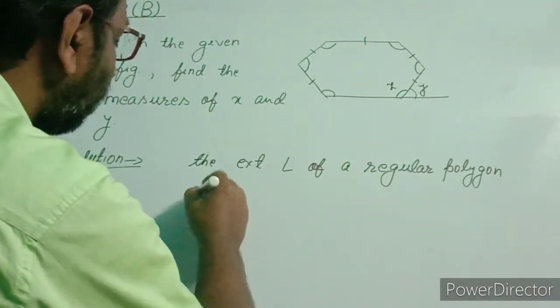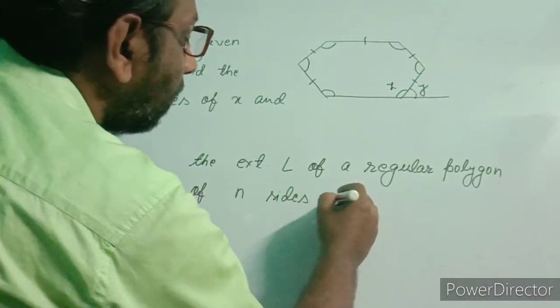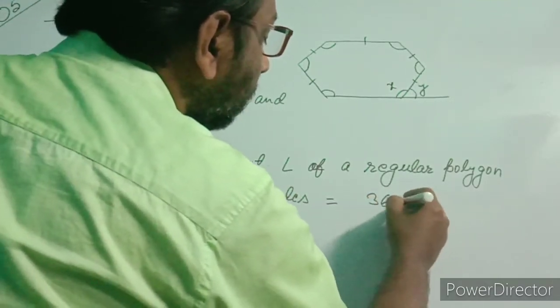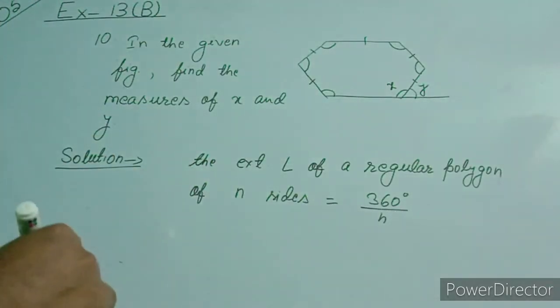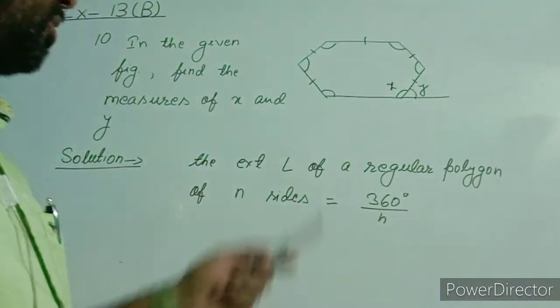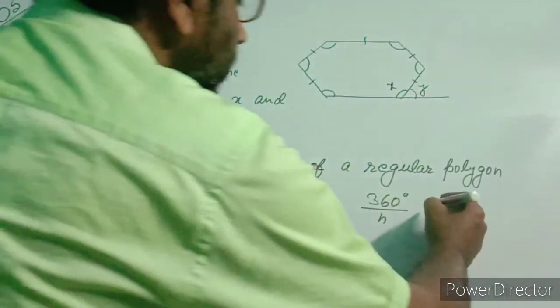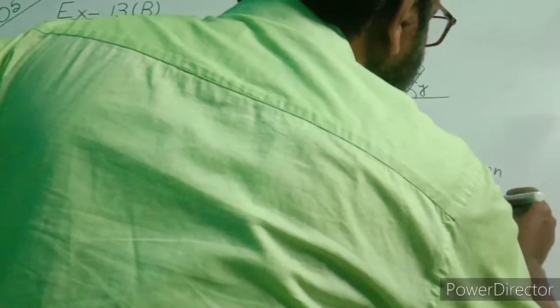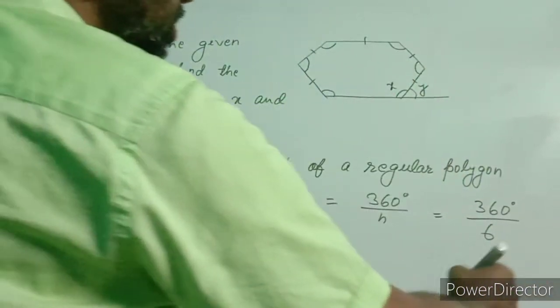of n sides is equal to 360 degrees by n. This is the formula we have studied before solving the exercise of 13a, where n is the number of sides and this is a regular polygon because all the sides and all the angles are equal. So on the basis of this formula we can say 360 degrees by 6, number of sides are 6.